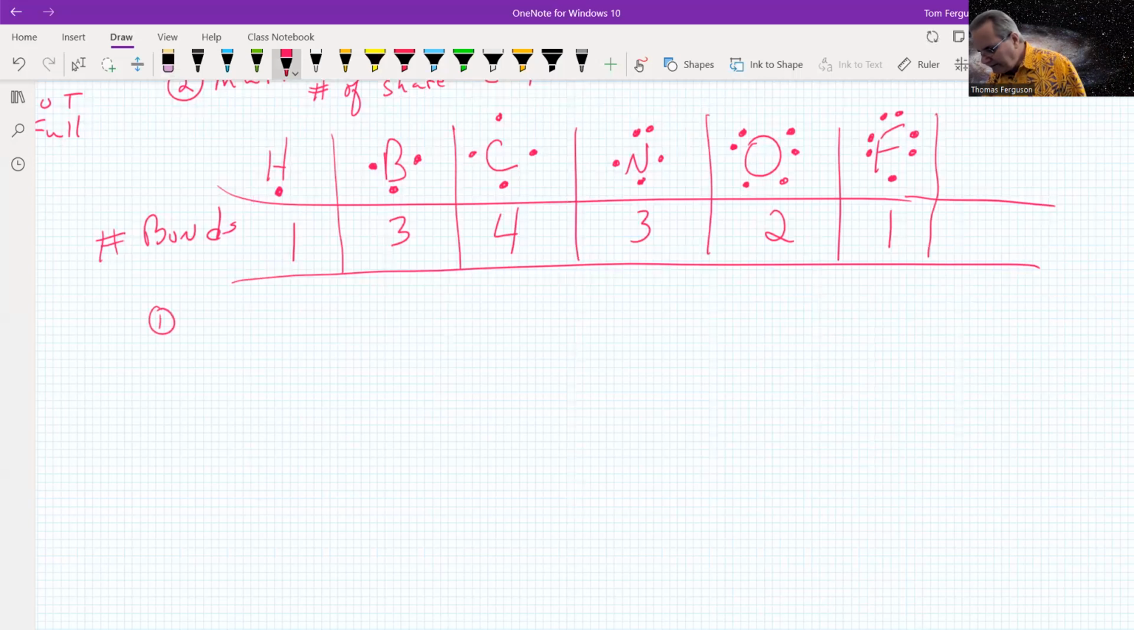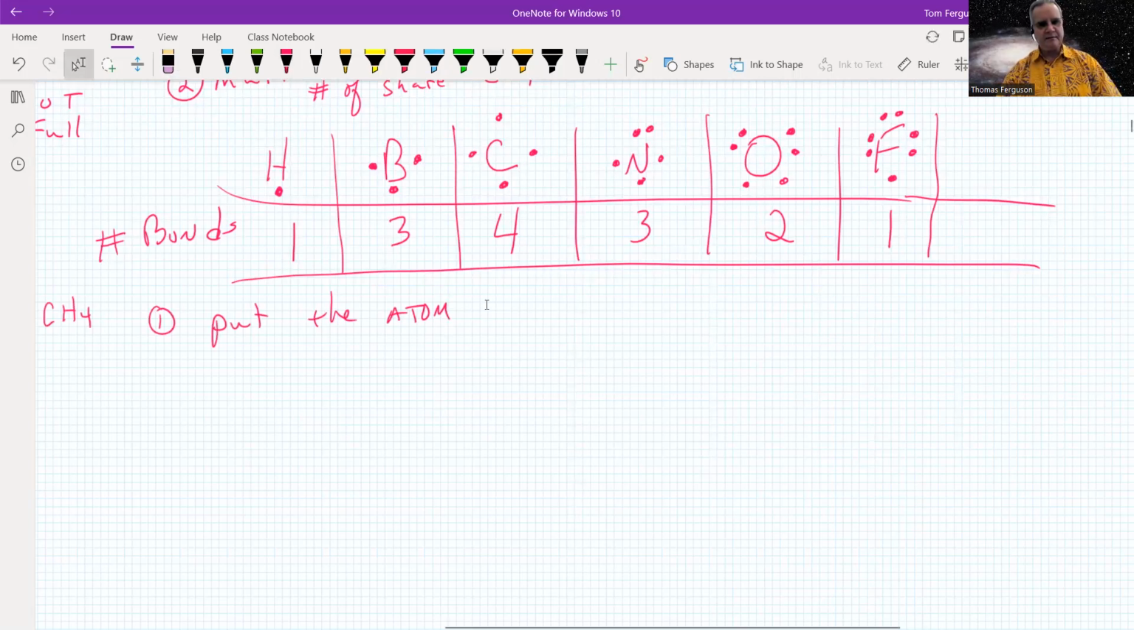Say we have CH4, methane. All right, number one, when we want to do a Lewis structure, now one of the challenges of Lewis structures is they're two-dimensional. Life is not two-dimensional. Life is three-dimensional. Okay, so the rules are, I'm going to type this instead of printing it out here.